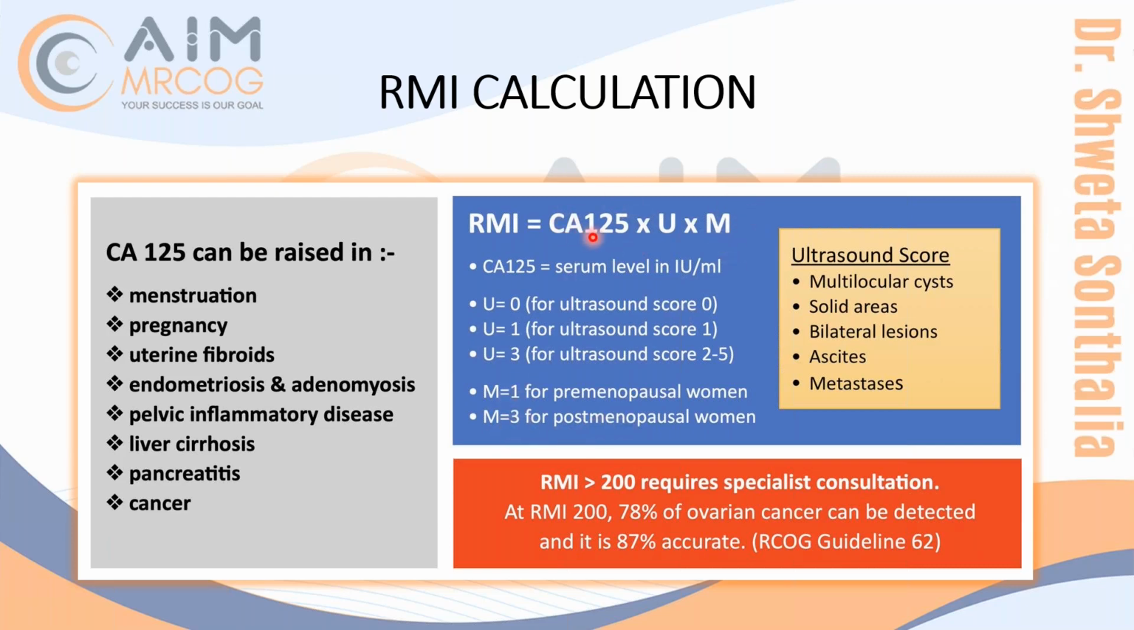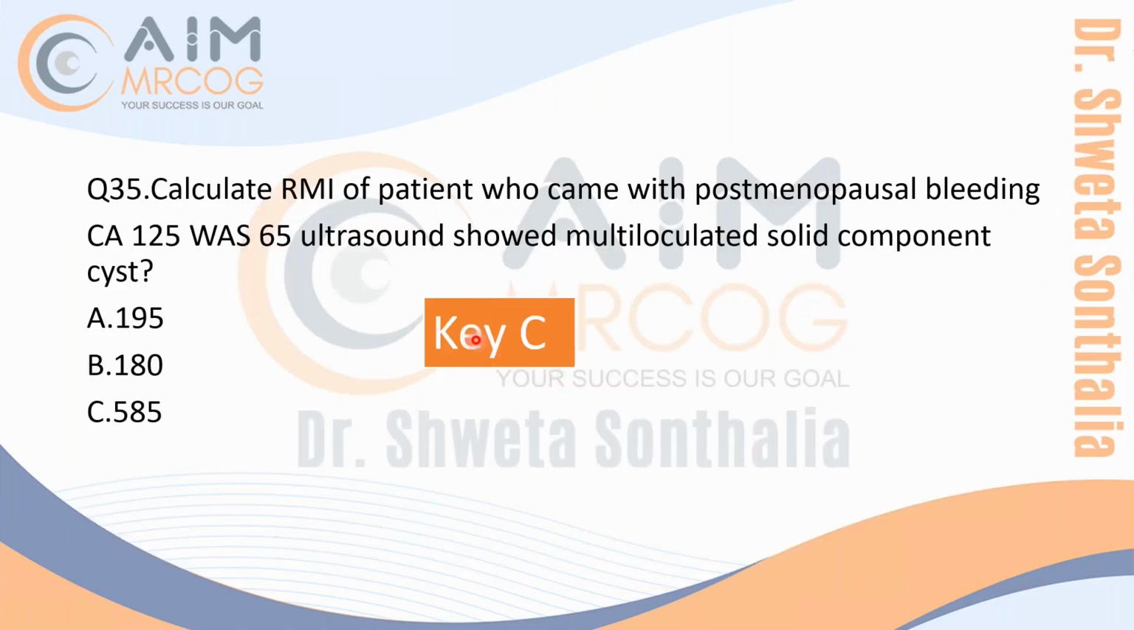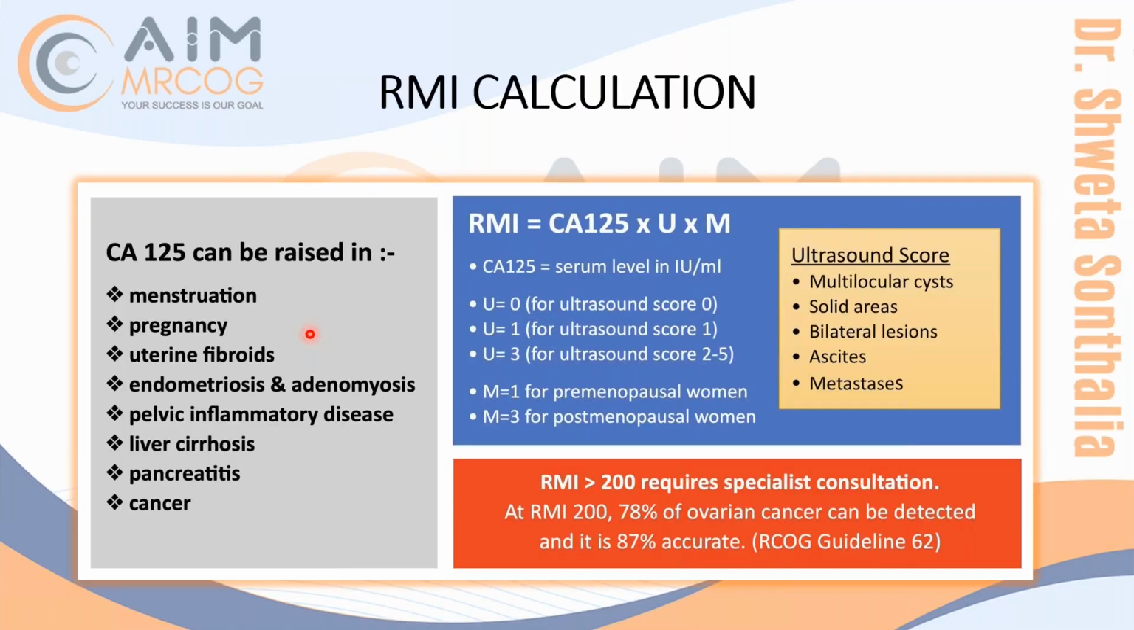So for postmenopausal, the score is 3. It becomes 65 into 3, because whenever the ultrasound score is 2 or more, it becomes 3. So 65 into 3 into, because of postmenopause, 3. So 65 into 3 into 3. This is how you calculate the RMI for this patient. So the answer will be 585. This is a simple question, the simplest you can get in the exam on how to calculate the RMI.